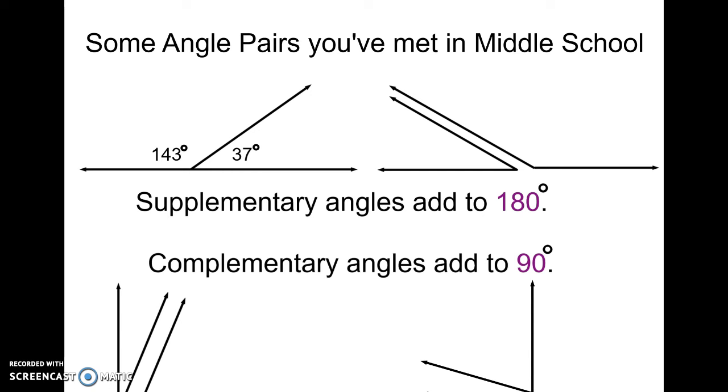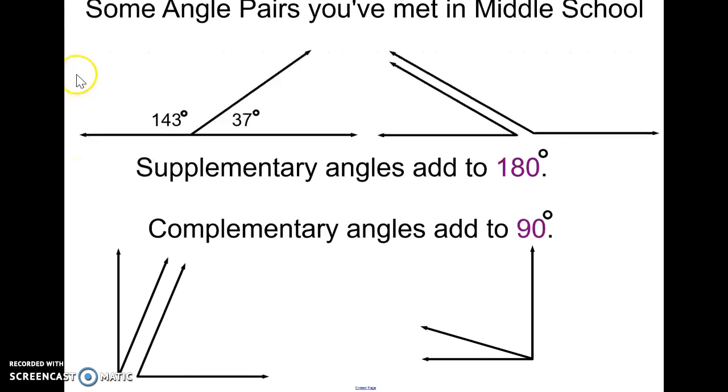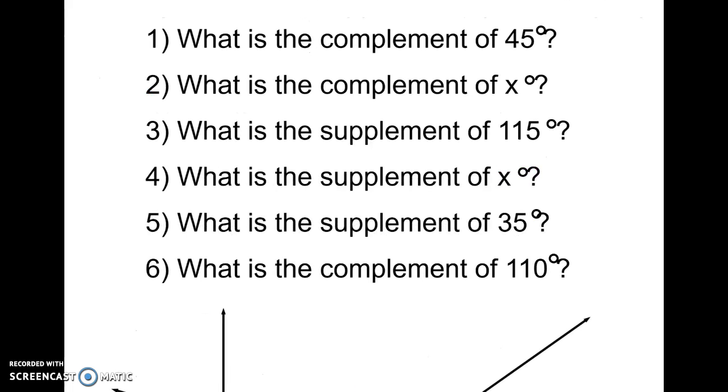So you've done angle pairs before. Supplementary angles add up to 180 degrees. This is number 3. And then complementary angles add up to 90 degrees. So this is 2. Complementary and supplementary, 90 and 180 degrees.